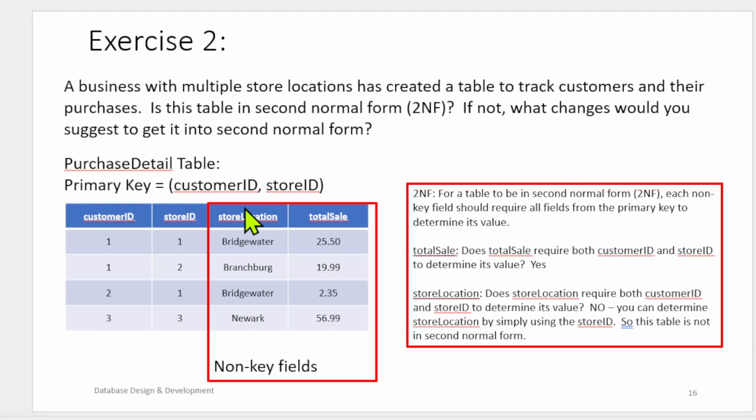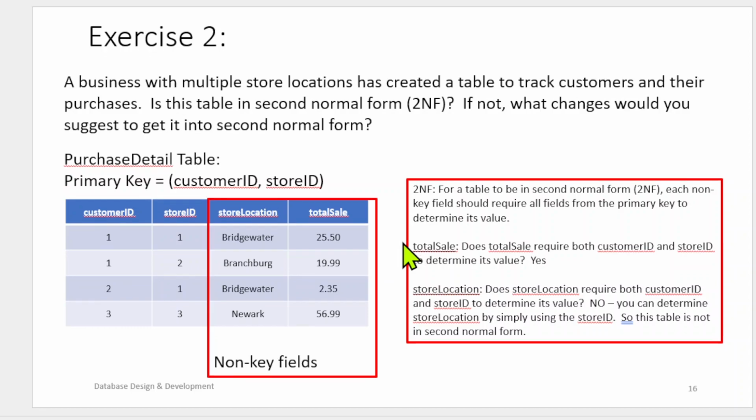Okay, so what do we mean by that? Does total sales require both the customer ID and store ID to determine its value? Well, yes, because a customer had to make a purchase in a store to see what the sale was. Now, does store location require both customer ID and store ID? No. You can determine the location simply by the store ID. If it's store ID 1, it's Bridgewater. If it's store ID 2, it's Branchburg. If it's store ID 3, it is Newark. So this is not in second normal form, because I've got a column that does not require everything in the primary key. So how would we fix this?